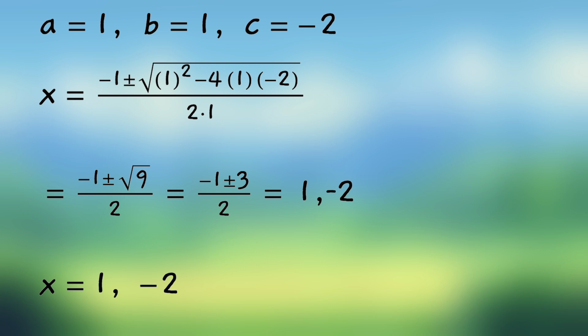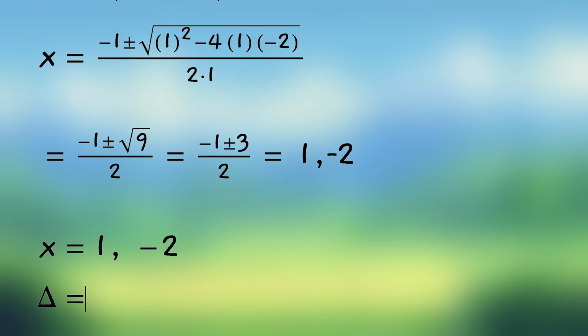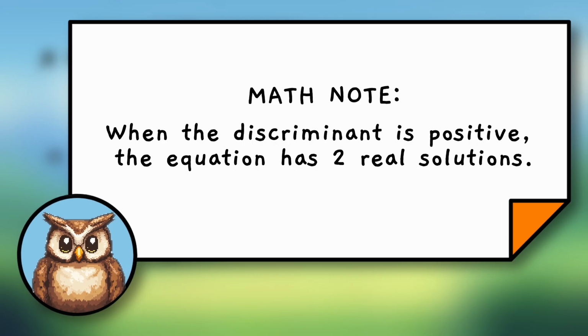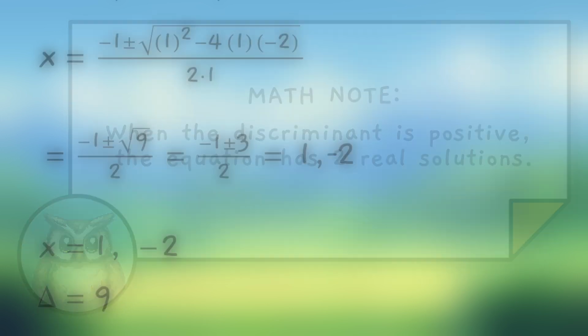Now, the discriminant is the number under the radical. So here, the number under the radical is 9, so the discriminant is 9. What's important in this case is the discriminant is positive, and the 2 solutions to this quadratic equation are real numbers. And in fact, they're different real numbers.